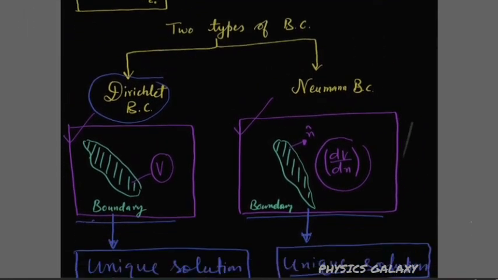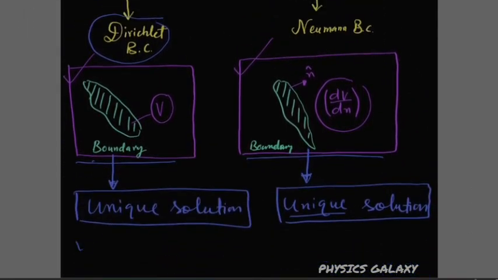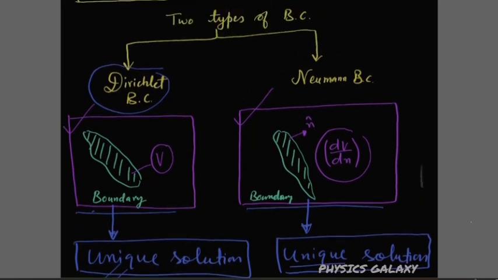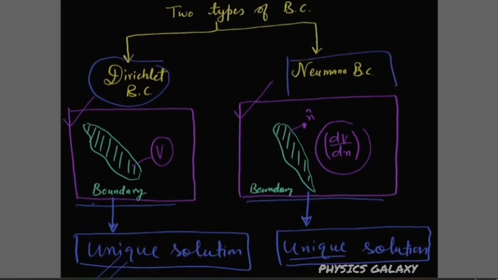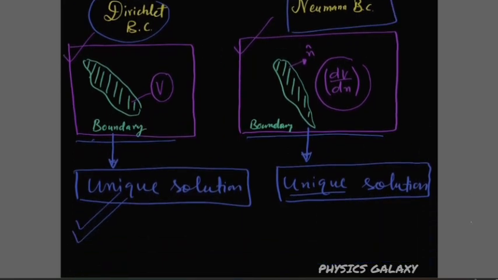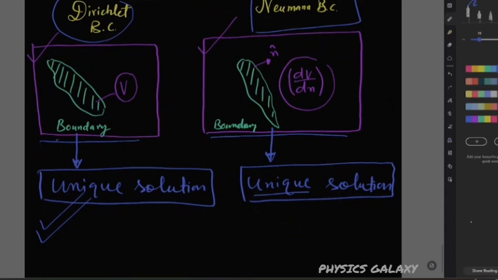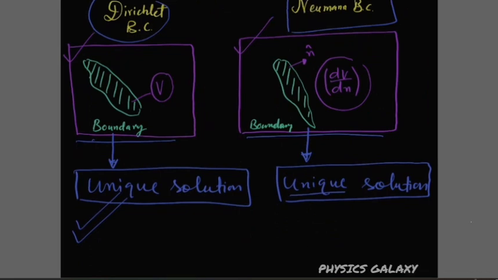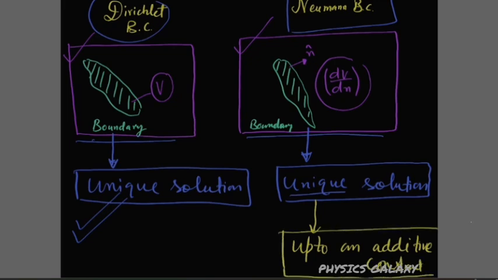Now if it's a unique solution, in the case of Dirichlet condition, we don't need to look for any other solution. But we have to be careful in the case of Neumann boundary condition, because yes, it will give a unique solution only up to an additive constant. So it will not be entirely unique, but up to an additive constant, it will be a unique solution.